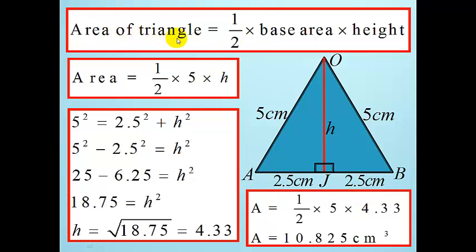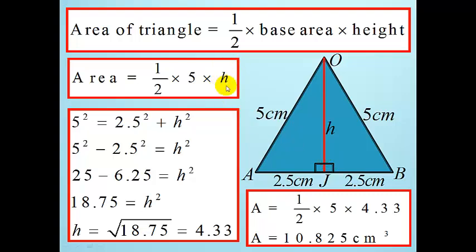Now, area of the triangle. Area of a triangle is calculated using half times the base times the height. So area is equal to half times the base. Now the base is AB, that's the distance from A to B. The distance from A to B is the base, that is 5 centimeters. So we have half times 5 times h, where h is the height of the triangle.